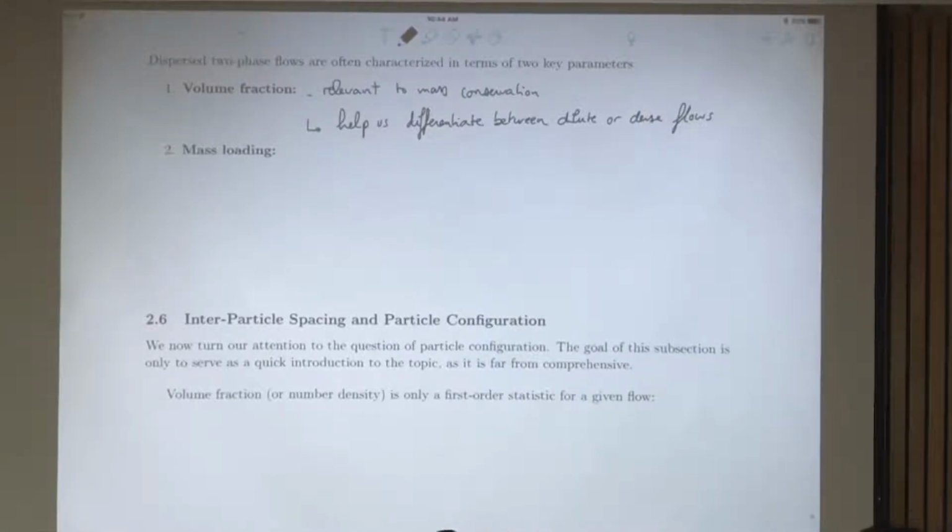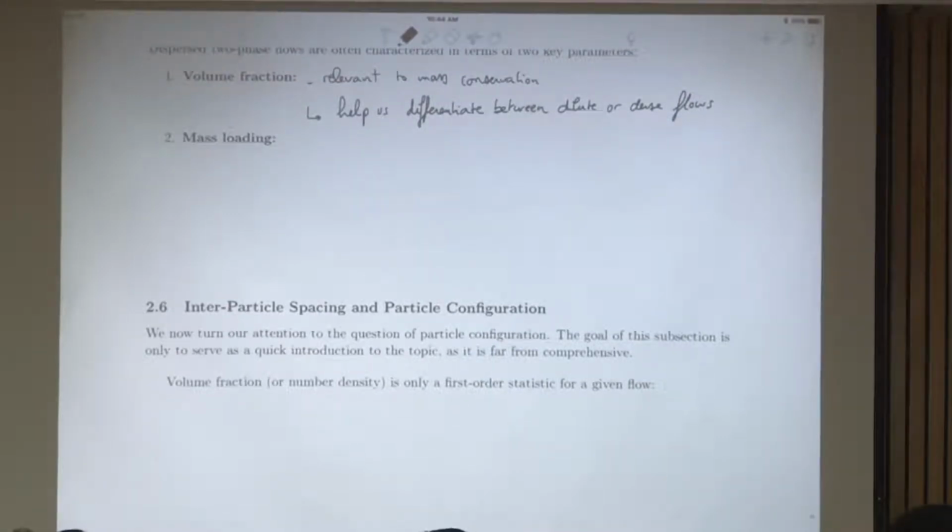We can think of an equivalent, or not equivalent, but another quantity that's going to be not relevant to mass conservation, but relevant to momentum conservation, or to momentum exchange between the phases. And that's going to be what we're going to call mass loading, or mass fraction, if you will. So there's many ways. First of all, I'll make it clear that there's many definitions, many different quantities that people look at. But that's going to be relevant to momentum.